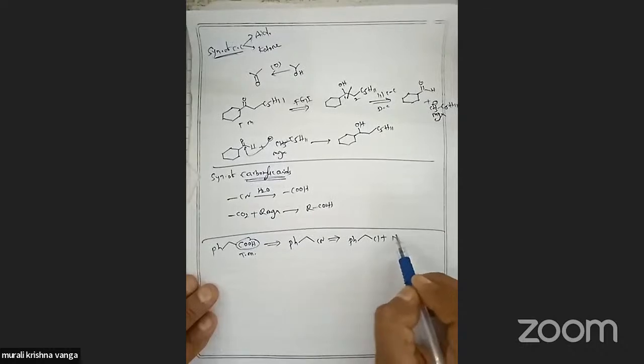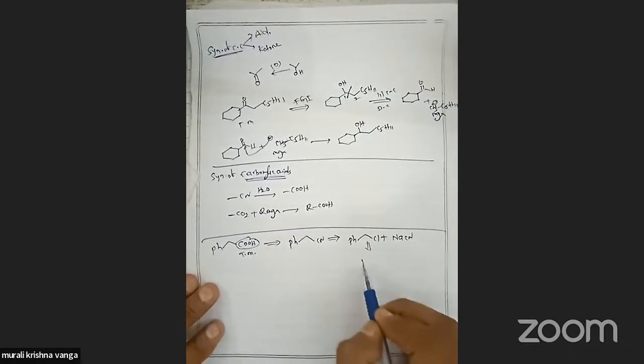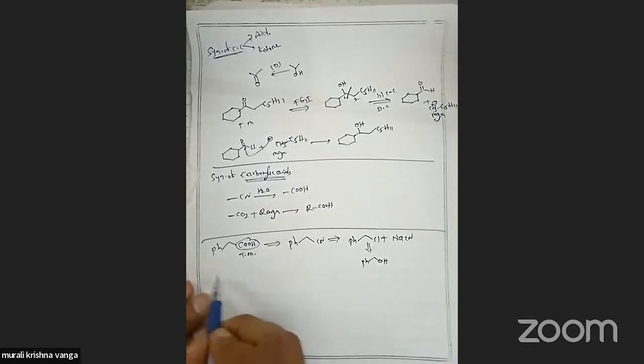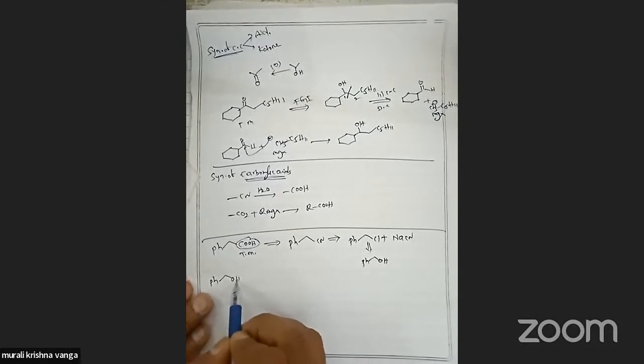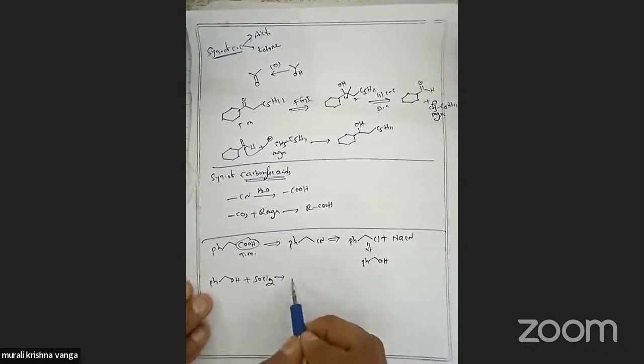Benzyl chloride plus sodium cyanide. This benzyl chloride is obtained from benzyl alcohol. Now, the synthesis of the target molecule: benzyl alcohol reacts with SOCl2, and the product is benzyl chloride.